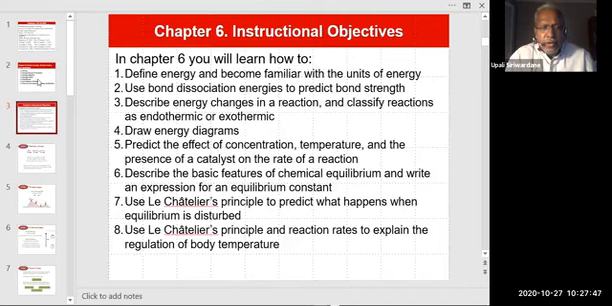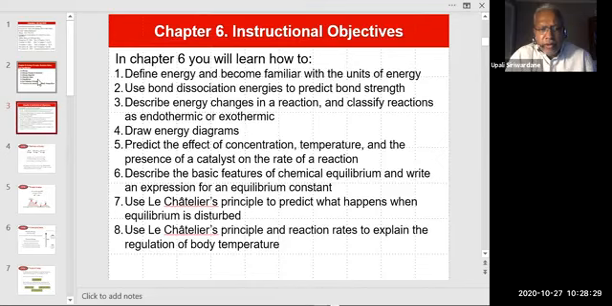We're going to define energy and become familiar with units of energy: calories, joules, kilocalories, dietary calories. We're going to use bond dissociation energy to predict bond strength. We're going to use energy changes in reactions and classify reactions as endothermic and exothermic, and draw an energy diagram with potential energies of reactants, products, and activation barrier.